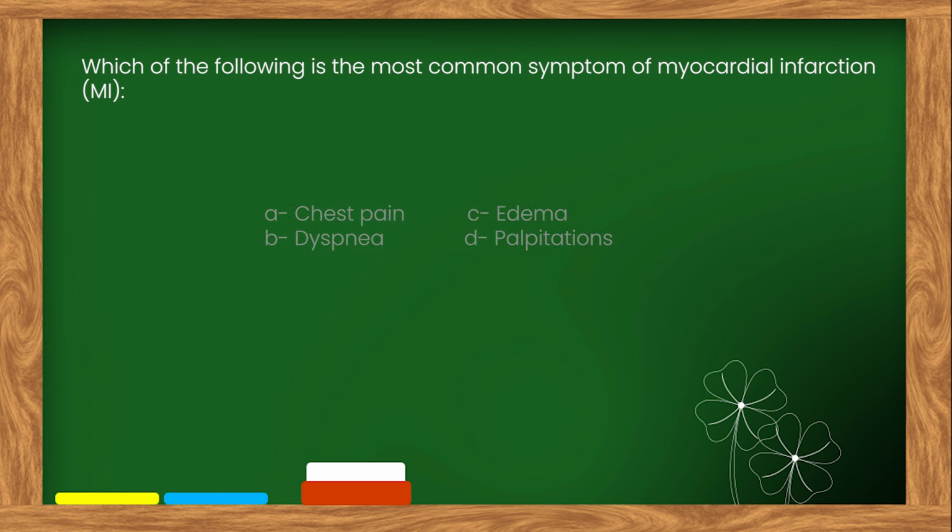And the options are A. Chest pain, B. Dyspnea, C. Edema, D. Palpitations.